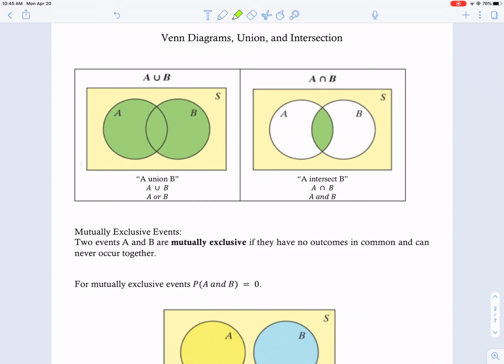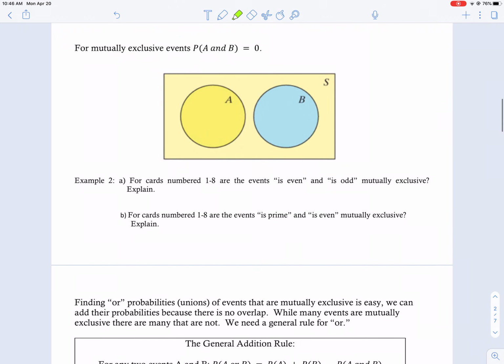So this next definition is really important: mutually exclusive events. 2 events, A and B, are mutually exclusive if they have no outcomes in common and they can never occur together. So for mutually exclusive events A and B, your probability would be 0. They are never going to occur together, okay? No outcomes in common. So if you look here at the Venn diagrams, notice A and B do not overlap. So they are mutually exclusive.